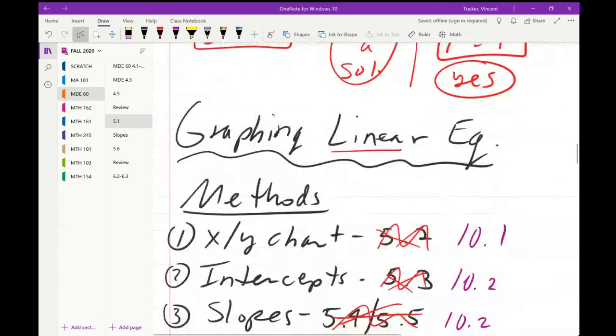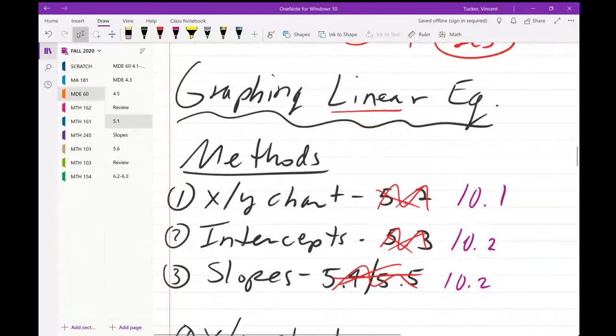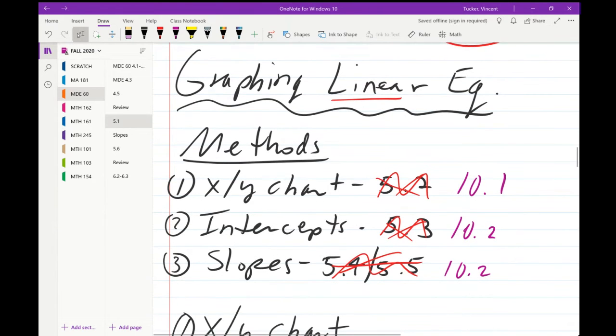All right. So let's look at graphing linear equations. So we're going to have three methods in which we will be able to do so. First one is create an XY chart. And I scratched out chapter 5. That was from the other class. I left it there so I can reference it later if I need to. But 10.1 is for the XY chart and intercepts for the intercept method. 10.2, and using your slopes is also in 10.2. So we're going to look at one of those methods today.